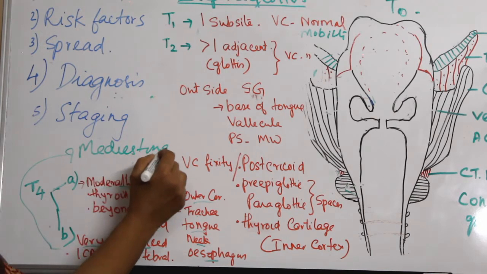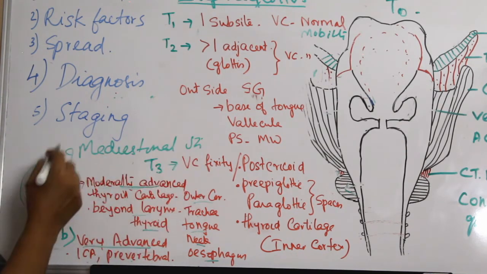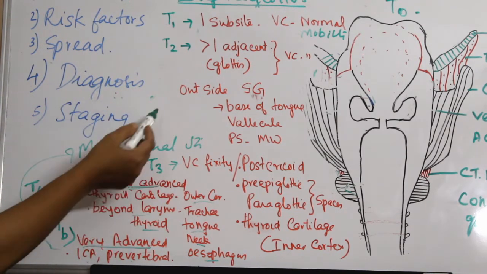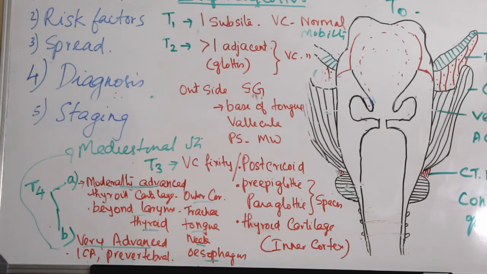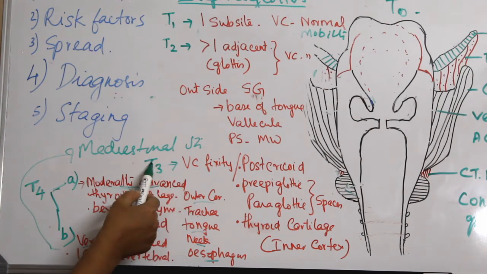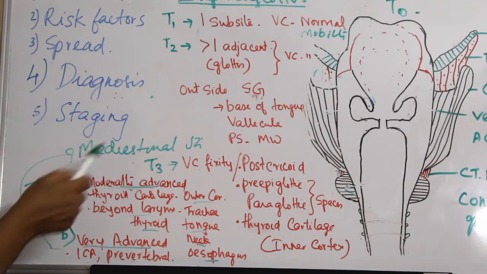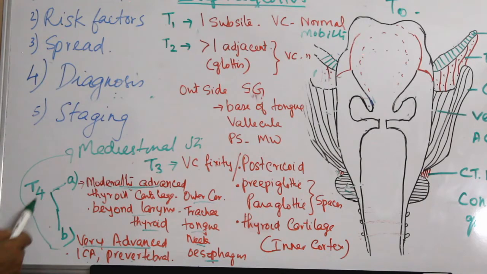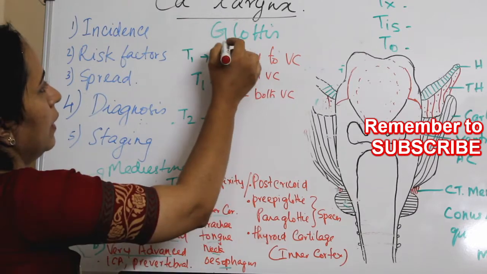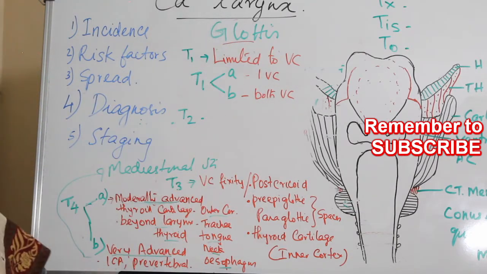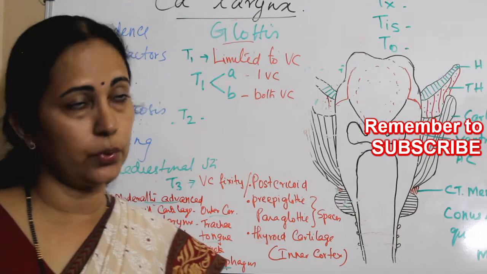Mediastinal structures. So this is T1 and T2 with the normal vocal cord mobility. There is no fixity, and vocal cord fixity becomes 3 and 4. So this is T1, T2, T3, T4, A and B of supraglottis. What about glottis? T staging of glottis. Again there is T1, T2, T3 and T4 for glottis also.